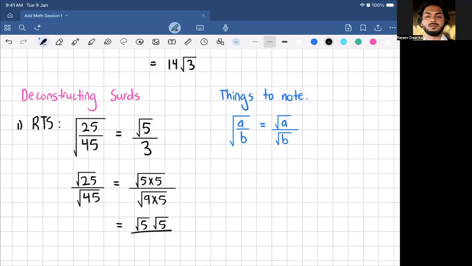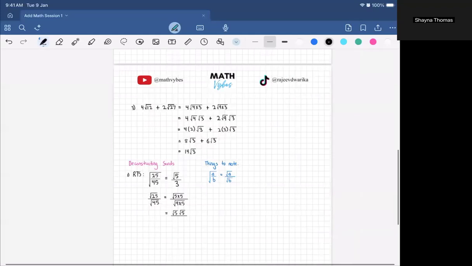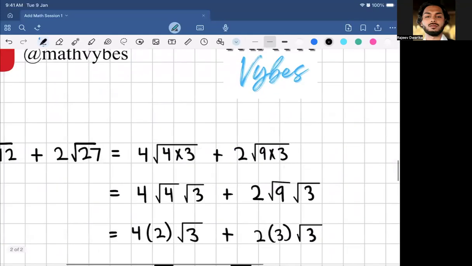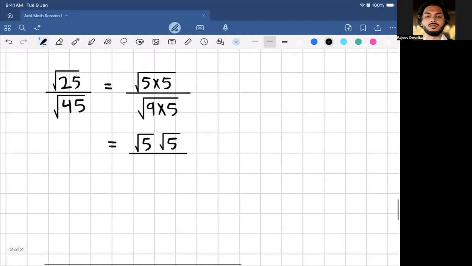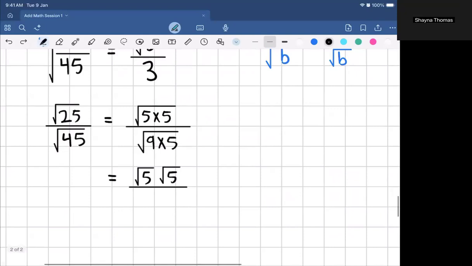You understand what I just want to do? You seem kind of unsure. Yes, sir, understand. So it's the same thing like what we were doing here. Like if you have root 4 by 3, you just split it up, right? And over here now, tell me what to write in the denominator. Root 9, root 5. Right.